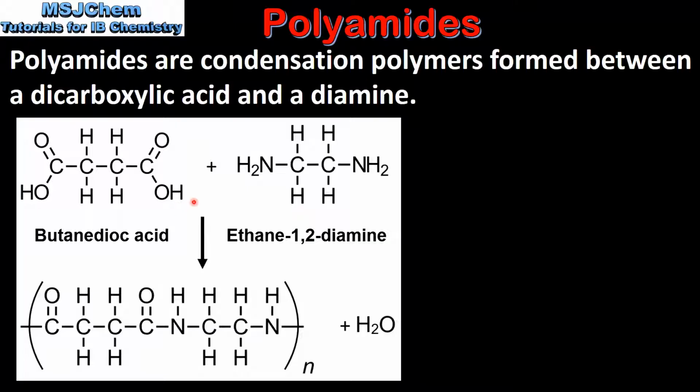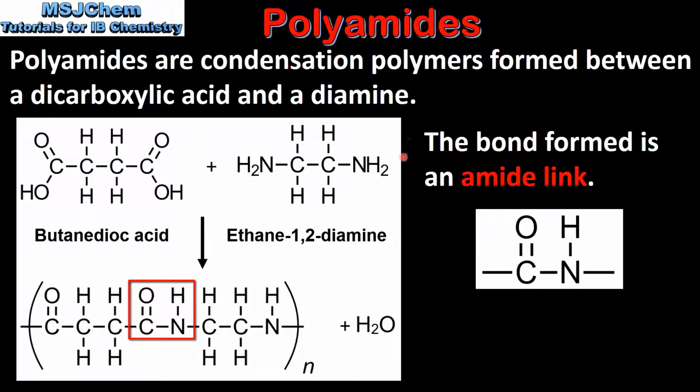In the reaction, an OH group on the dicarboxylic acid reacts with a hydrogen atom in one of the amine groups on the diamine. This forms a molecule of water and a covalent bond between the carbon and the nitrogen atoms. The bond formed is known as an amide link.